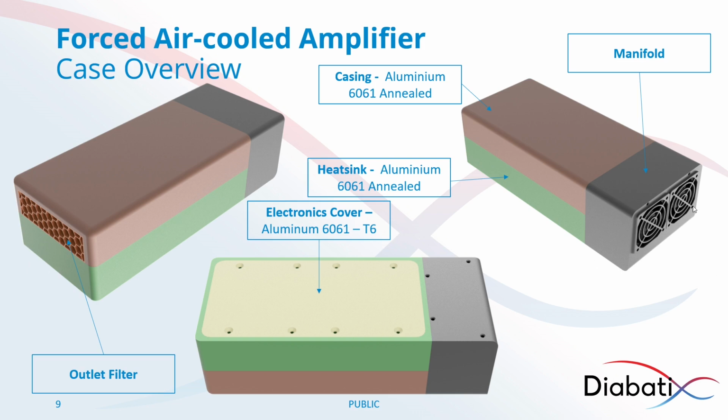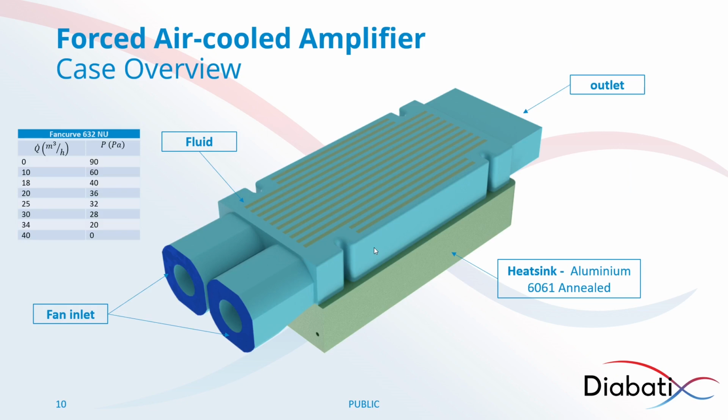Same with the manifold, there is some fan inlet in there. Behind the two fan inlets, it's not visible in the picture itself, there are two fans which blow the air through the case. If you have a look then at the resulting fluid, you have two fan inlets, and you can see the internal shape of the heatsink as well here. It's just a straight fin design, and then you have the outlet at the back.